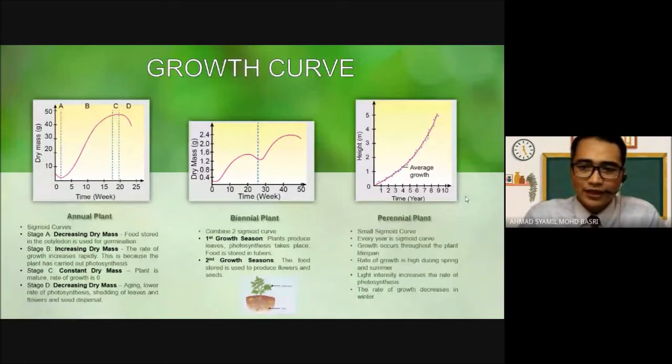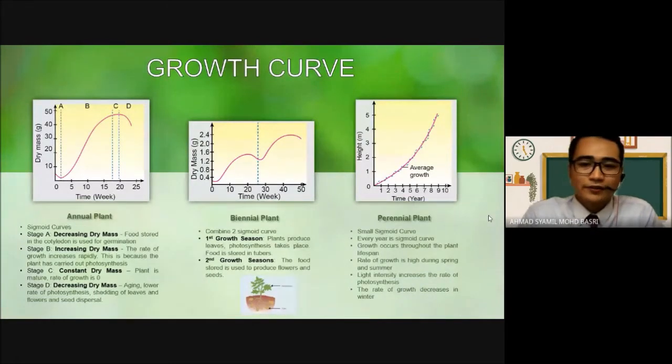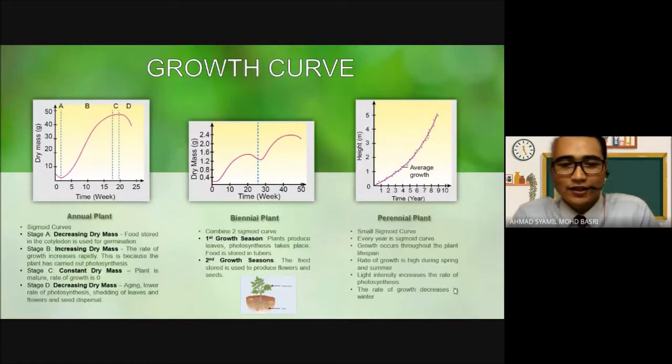And the last one is the perennial plant. They are more like a small sigmoid curve here because their development and their rate of growth is higher. And we can see the light intensity increases the rate of photosynthesis. If you look at Malaysia, they have higher light intensity. That's why we can see many tall trees in our region, and we also don't have winter. We don't have 4 seasons in Malaysia, so that's what makes the plants grow more.